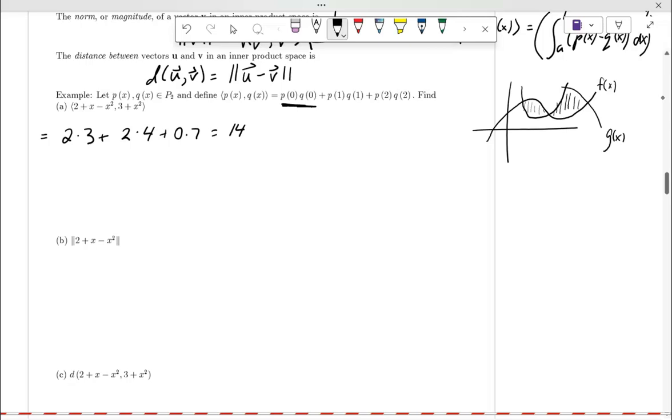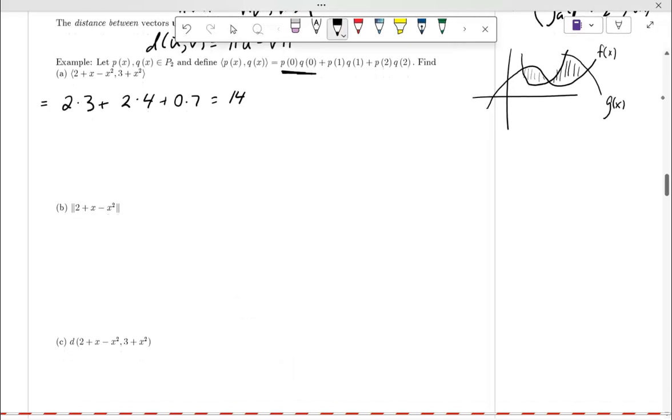Okay? It's defined weirdly, but that is the inner product, right? Just do that computation. That's all it's asking you to do. I mean, it's a weird formula, right? But it's not a hard computation. Put in 0 into both, put in 1 into both, put in 2 into both, multiply, add. Right? Okay.